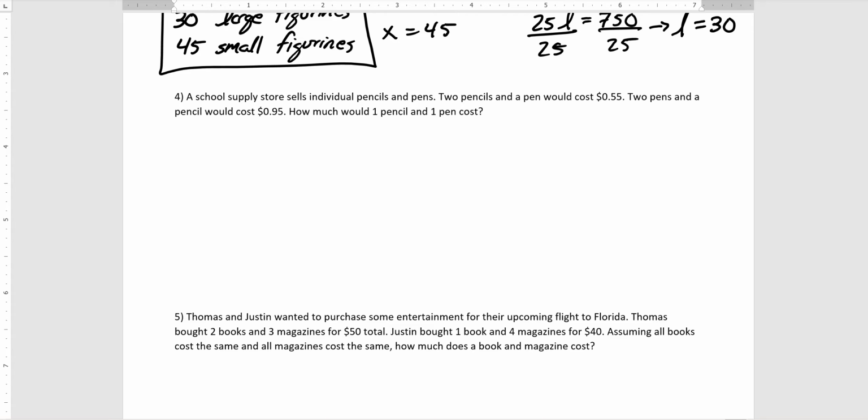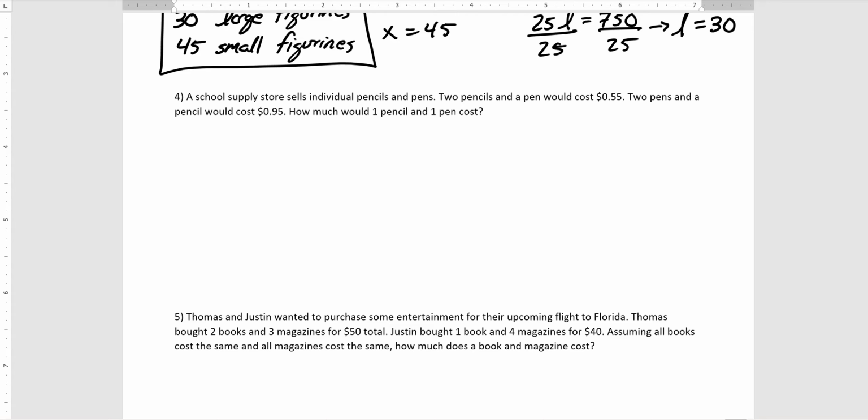Alright, let's see how we did here with number 4. A school supply store sells individual pencils and pens. 2 pencils and a pen would cost 55 cents. 2 pens and a pencil would cost 95 cents. How much would 1 pencil and 1 pen cost?